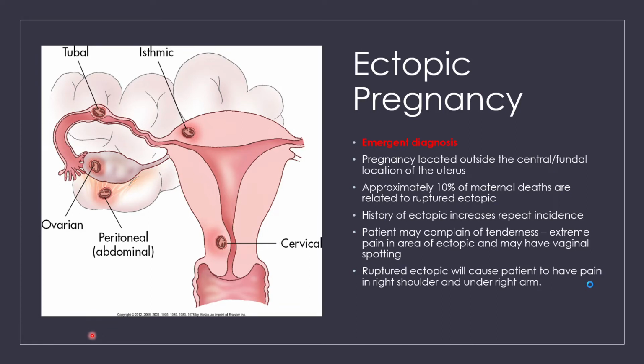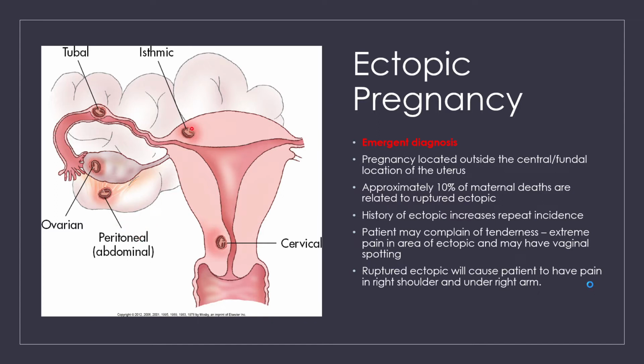Ectopic pregnancy is when there is a pregnancy located outside of the central fundal location of the uterus. So this is the uterus, okay, and this is the endometrium. We want to see that pregnancy implanted in the central fundal portion. That's where it's supposed to be, okay? Anytime we see it outside of this area, that is suspicious for an ectopic pregnancy. So this is a schematic that just shows us the different areas that the implantation could occur that are not where it's supposed to be.